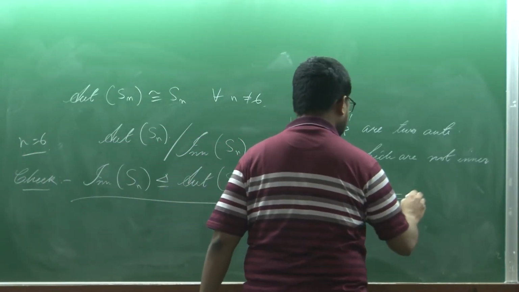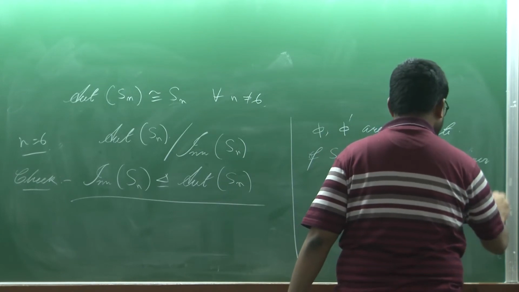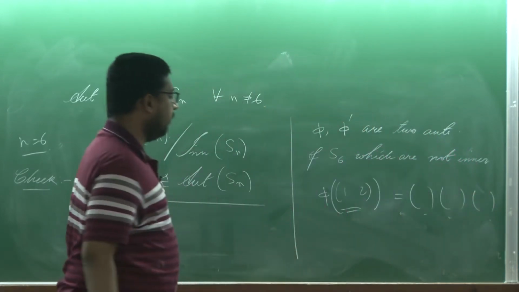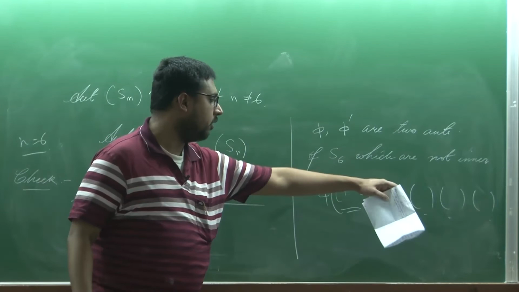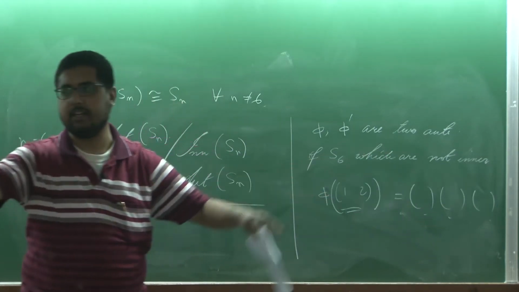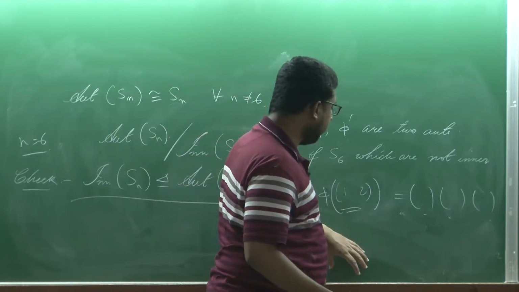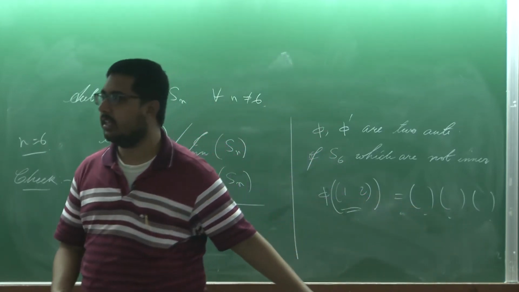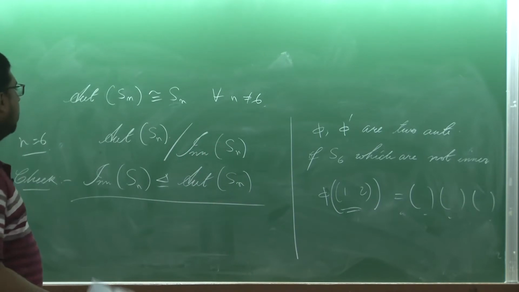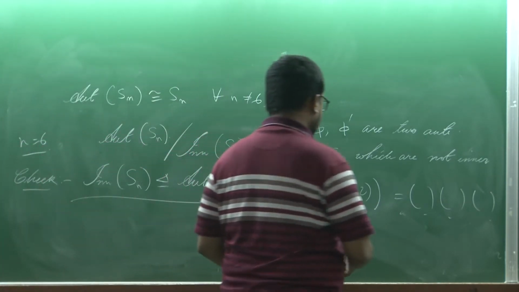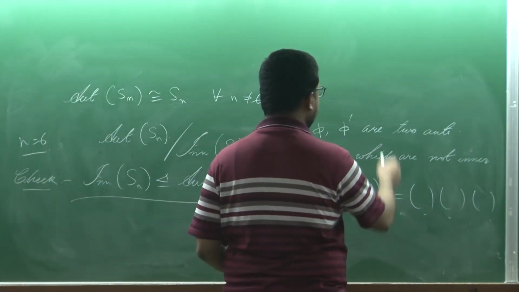Phi of (1 2) must have cycle type 3, 2, 2, 2, right? If phi of (1 2) is a transposition, then you see that the image of every transposition will be a transposition, therefore phi will be inner. So basically we have two conjugacy classes.